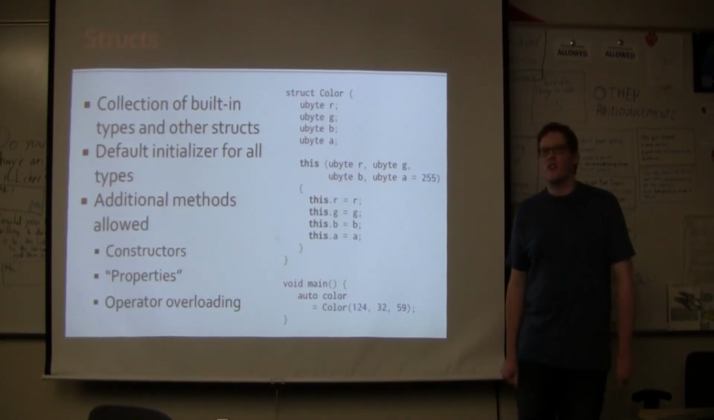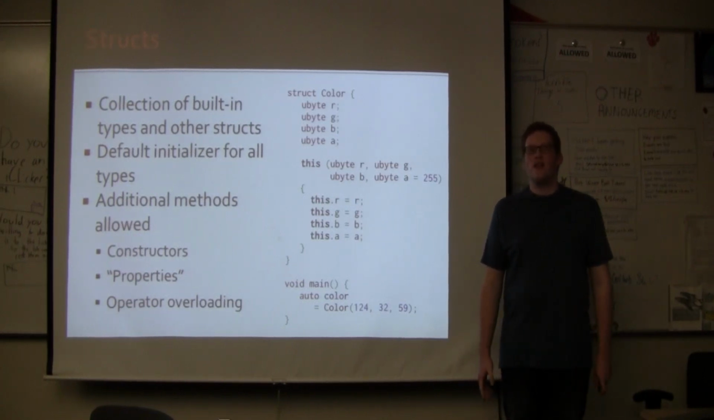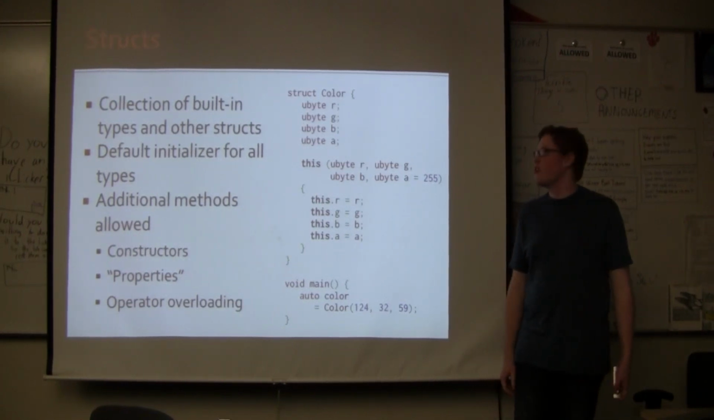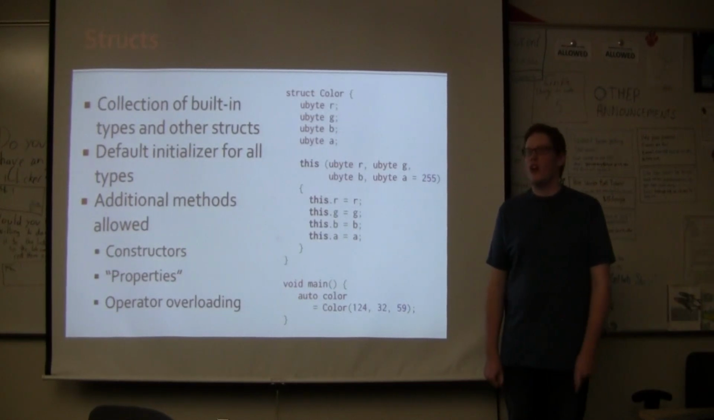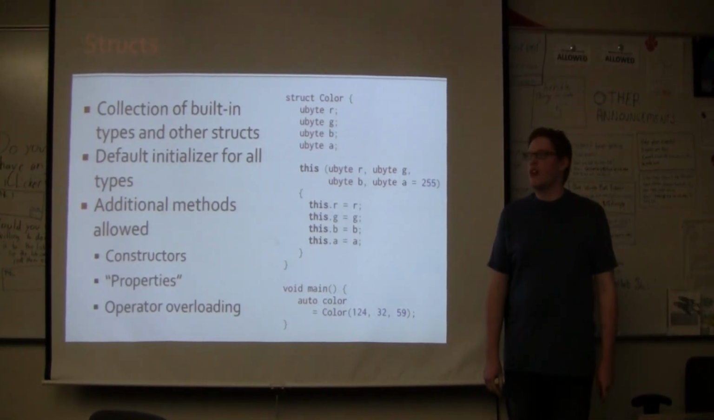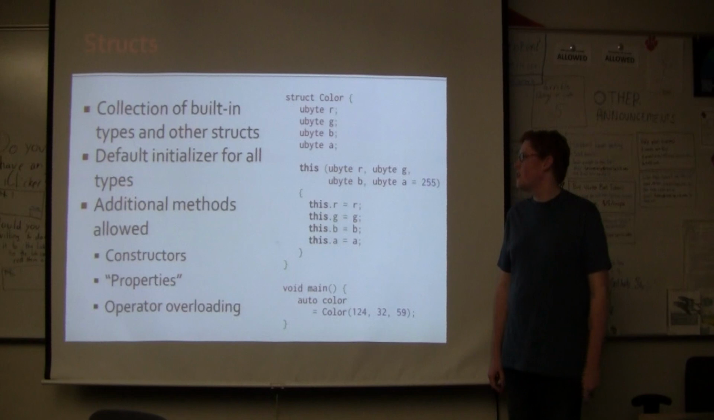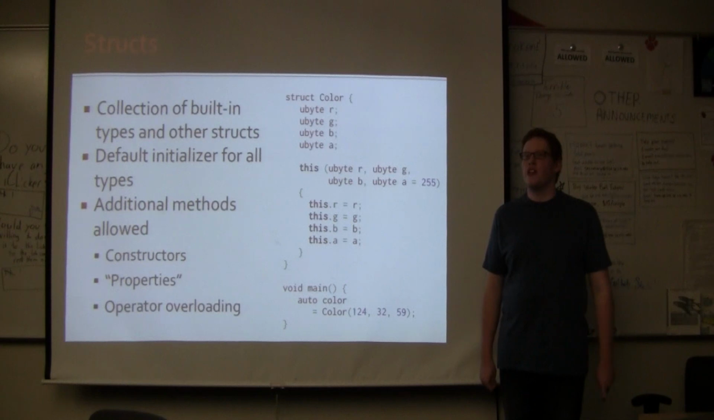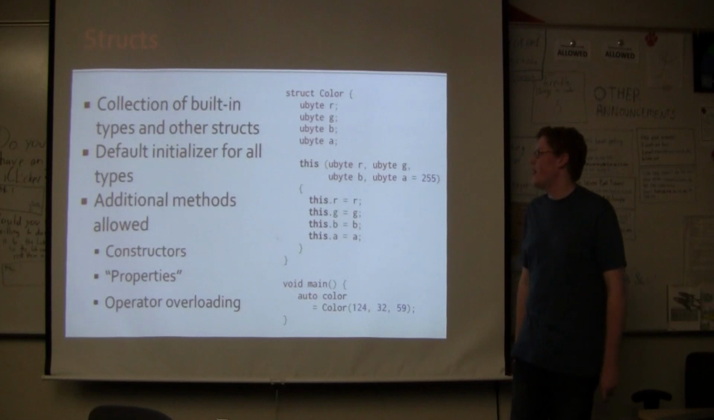So D also has structs, like in C, but they're a little bit more advanced. Like C, they're just a collection of built-in primitives and other structs, but it allows for additional methods. They end up feeling almost more class-like than C structs do, in that you can have things like constructors, and entire methods that set properties of a struct. The primitive types have a sizeof property, so you can do int.sizeof, and that'll give you the size of an int in bytes. But you can define your own.